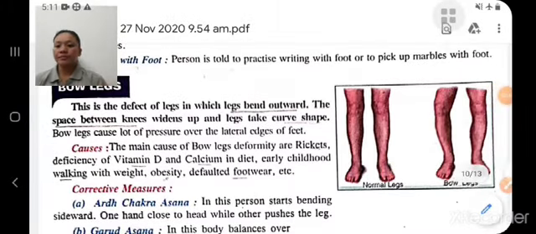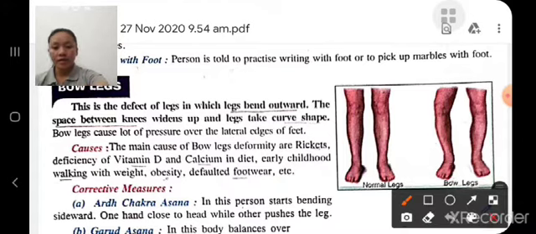In this defect of the leg, your leg bends sideward. In bow leg, your leg bends sideward and there is a wide gap between the knees and your leg is shaped like a curve. In bow leg there is a wide space between the knees and the leg takes a curved shape.